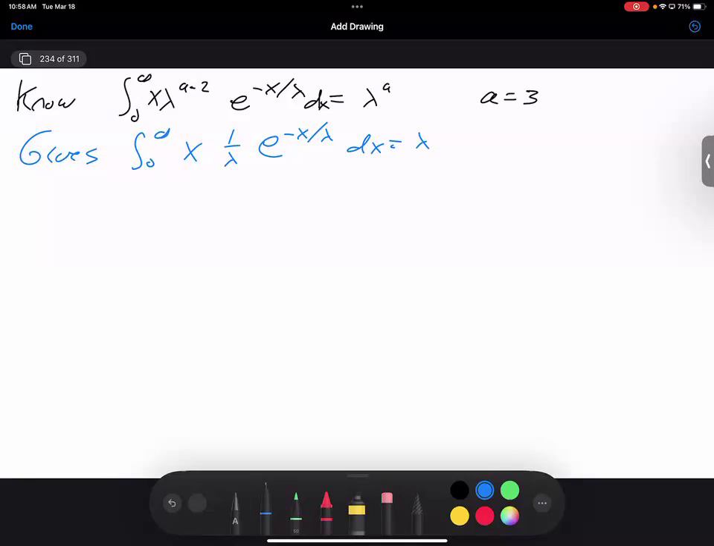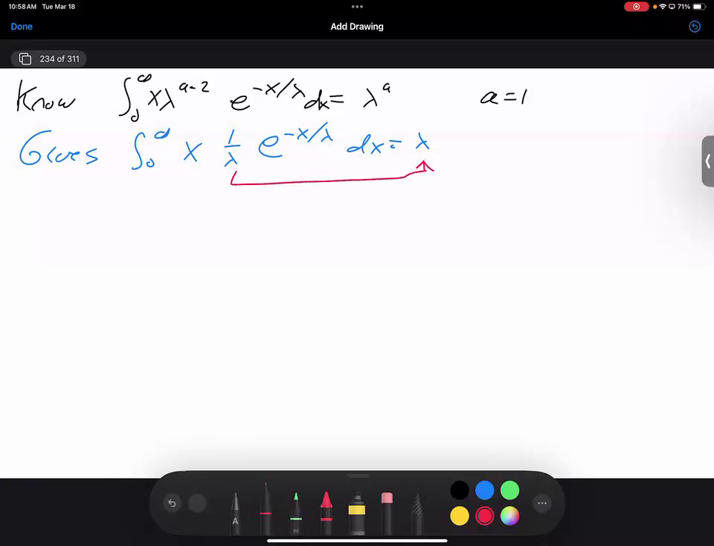I'm sorry? Or did I take a equals? Oh, sorry, a equals 1, not 3. Yes, thank you. What should I do now? Do I want to take the derivative of both sides with respect to lambda? What should I do before I take the derivative of both sides with respect to lambda? Yeah, move this lambda over.